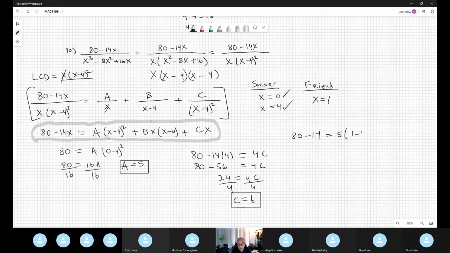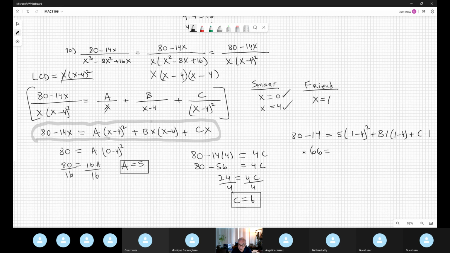Parentheses (1 minus 4) squared, plus B, I have no idea, as this guy can try to find. Multiplication by 1, and by 1 get invisible. 1 minus 4, okay. Plus C times 1, because X is 1. Okay, so 80 minus 14 is 66. Okay, that's what we have here.